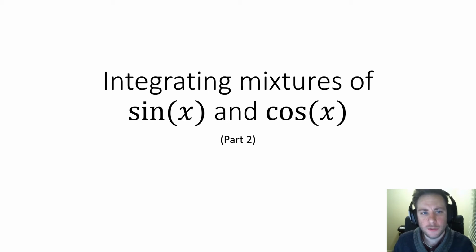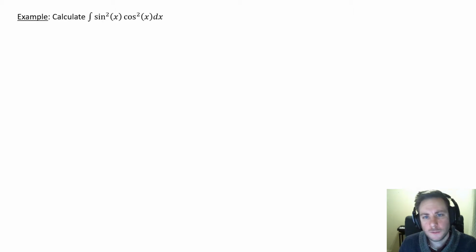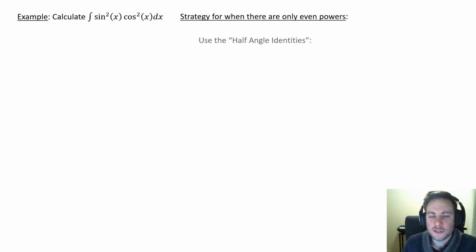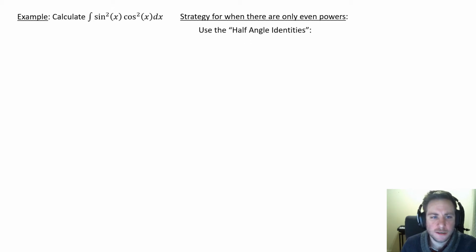Hi everyone. In this video, we'll continue our discussion of integrating mixtures of sine and cosine. In the previous video, we discussed a strategy which suggests looking for the odd power. But in this example, we only have even powers. So there's a different strategy we're going to need in these types of situations.